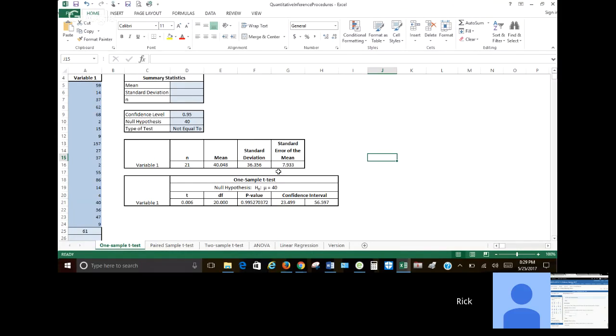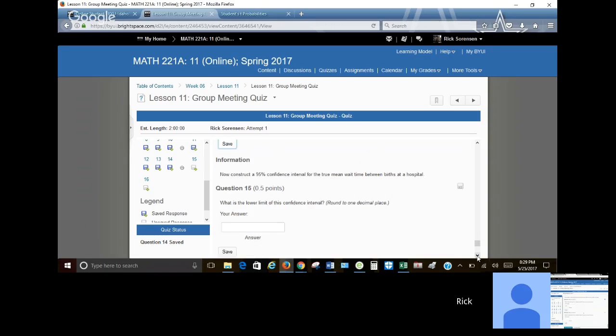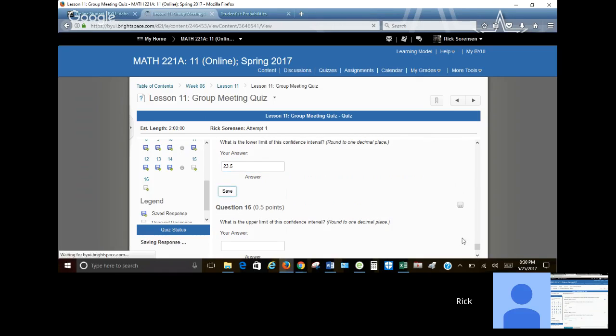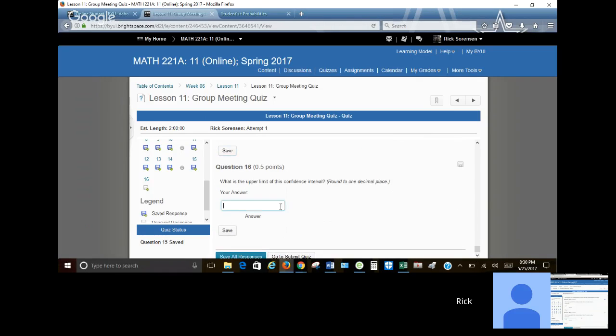So the lower limit is 23.499, right? That's what I'm showing, 23.5, because it says round to 1. All right, so 23.5. Then the next one's 56. Paul, are you seeing that on the template?